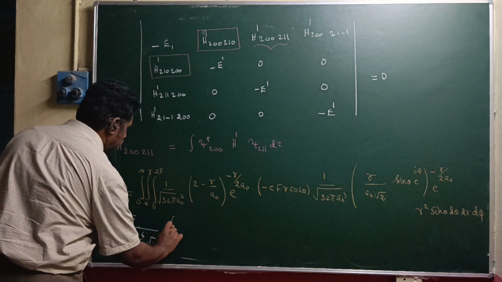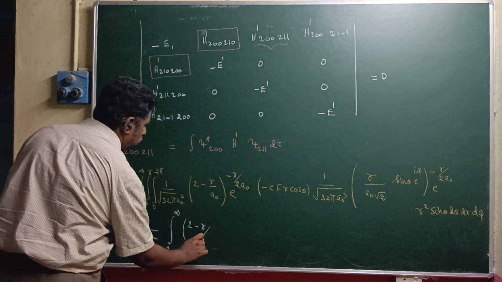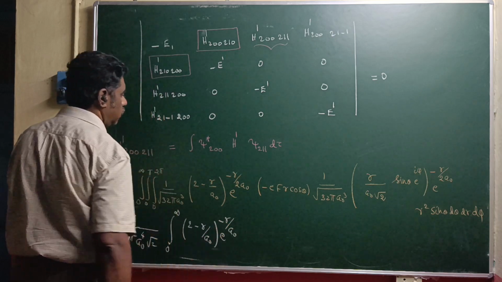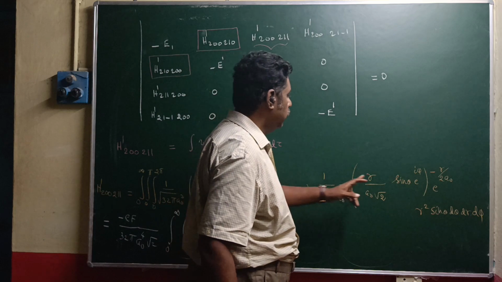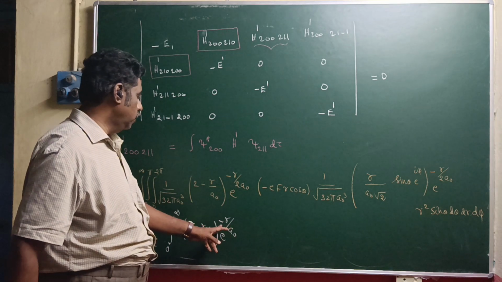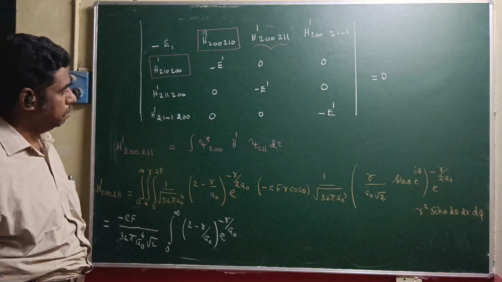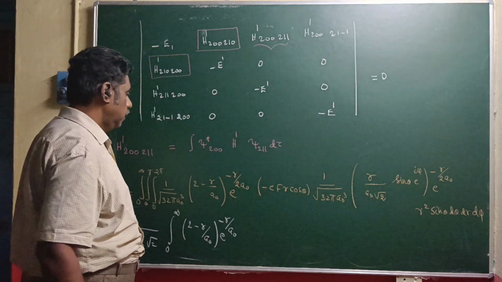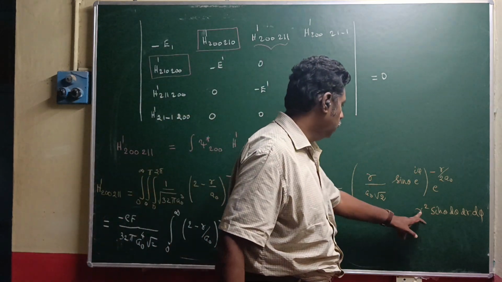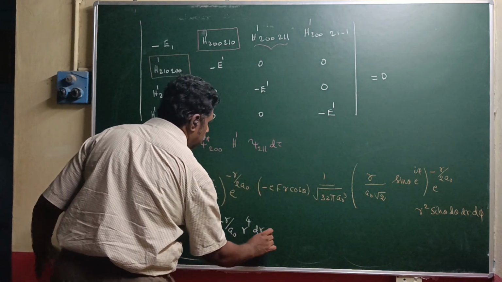Then align the r terms, 0 to infinity: (2 minus r by a0) e power minus r divided by a0, e power minus r by 2a0, into e power minus r by 2a0, equal to e power minus r divided by a0. a power m into a power n is equal to a power m plus n. Then combine the r terms: r square into r square, r power 4, r power 4 into dr.